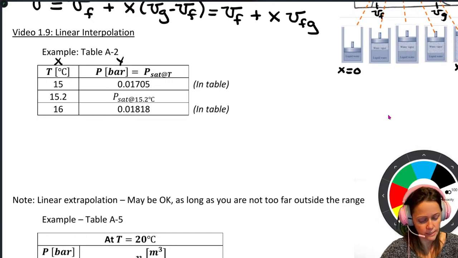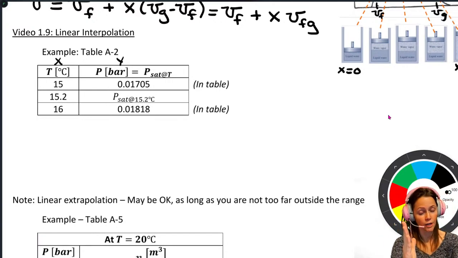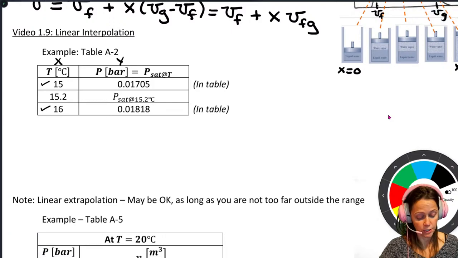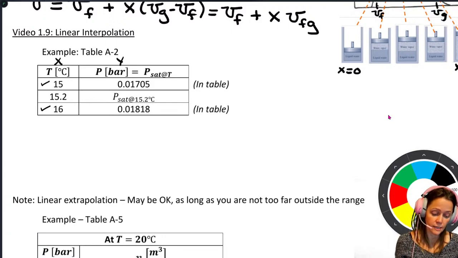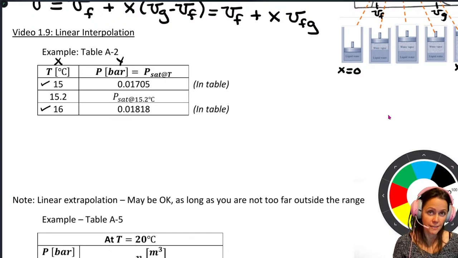So let's say that if I look in table A2, I've got a column for temperature and a column for the corresponding saturation pressure. On the table, you've got 15 degrees and 16 degrees, but if you needed to know, say, the saturation pressure at 15.2 degrees, then you need to interpolate. It's clearly going to be between that 0.01705 and 0.01818 number, but it's not an average of it, right? Unless you're right in the middle.